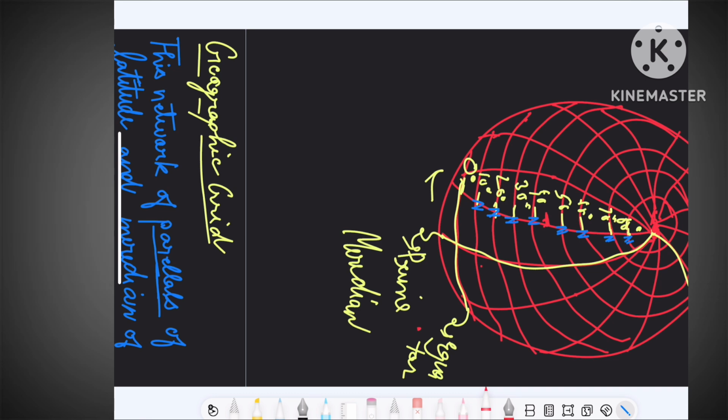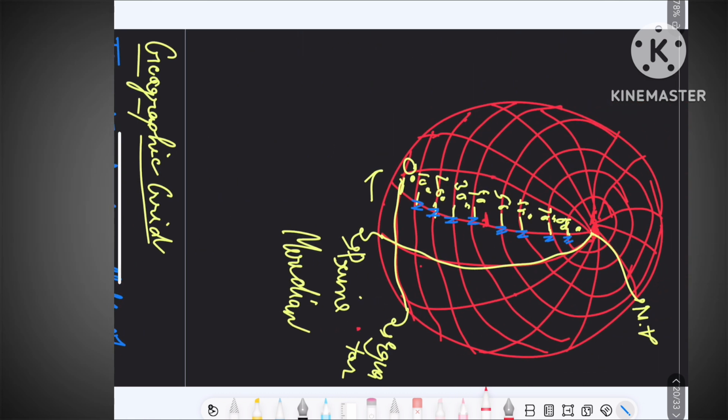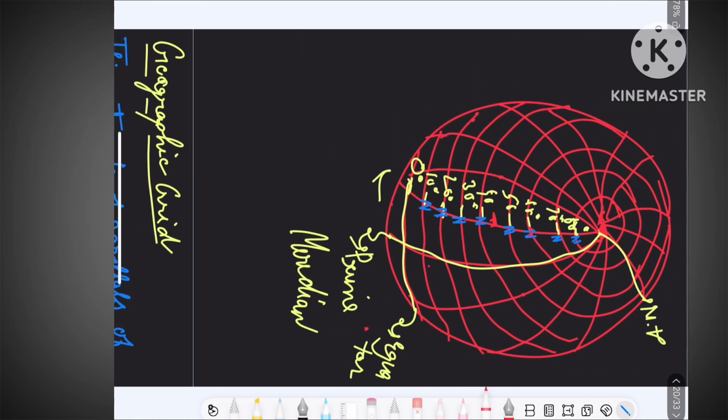The equator is the longest circle among the parallels, and the length of the parallels of latitude keeps decreasing away from the equator, and the length becomes 0 at 90 degrees. So the north and south poles are points rather than lines. Length of 60-degree latitude is half the length of the equator.